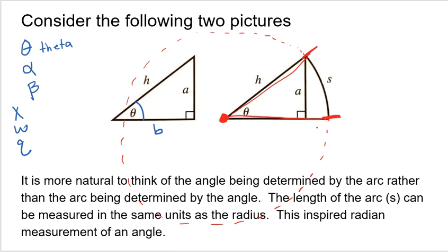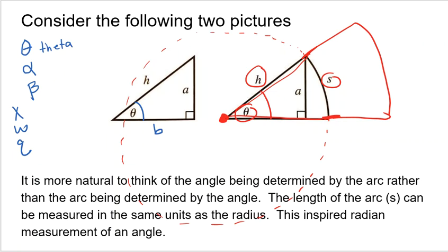It's a lot more natural to think of an angle being determined by the arc rather than the arc being determined by the angle. So this angle and this arc and the radius actually have a lot in common. Because if the radius is smaller, then the arc's going to be smaller. If the radius is bigger, then the arc's going to be bigger. So connecting the radius to the arc to the angle actually makes a lot more sense. And this connection between the radius, the angle, and the arc created inspired radian measurement of an angle. Radian measurement is another way to measure an angle that makes a lot more sense.